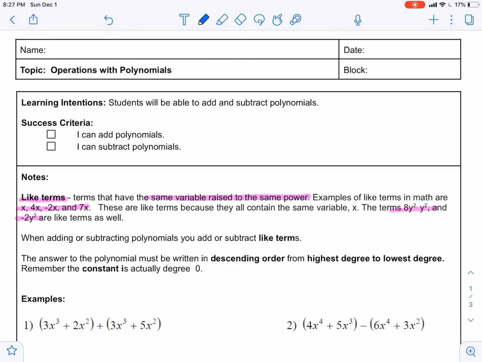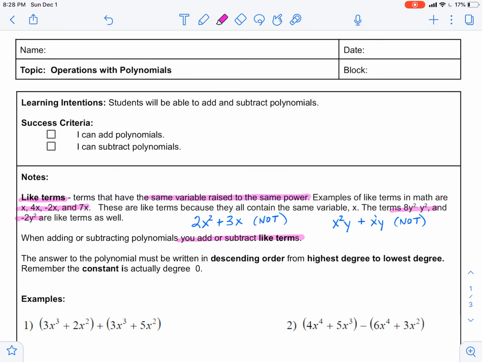What would not be like terms is if you had something like 2x squared plus 3x. Those are not like terms, so you cannot put those together. Another example might be x squared y and xy. Those, again, would not be like terms, because in this case your variable x here is to the first power, whereas in the other one it is to the second. So again, when you are adding and subtracting, you just add the like terms.